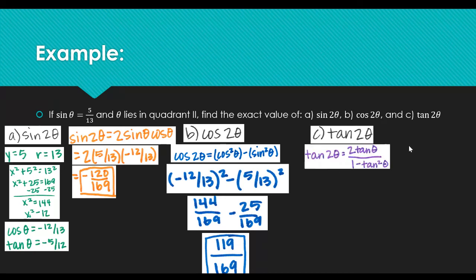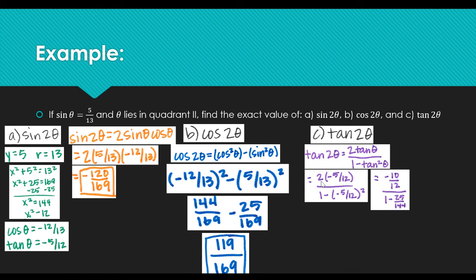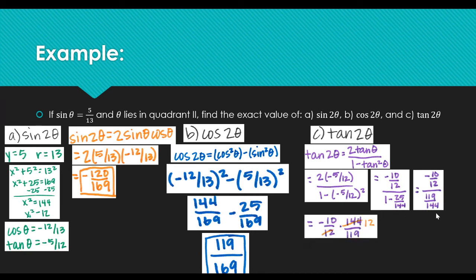The last one is tangent 2 theta. You can use your formula if you'd like. 2 times the tangent of theta we said was negative 5/12 over 1 minus negative 5/12 squared. So 2 times negative 5/12 is negative 10/12. Negative 5/12 squared is going to be a positive 25 over 144. 1 minus 25 over 144 is 119 over 144. Skip, flip, and multiply those. And 12 goes into 144 12 times. Negative 10 times 12 is negative 120 over 119. So that's my tangent of 2 theta. You'll notice if I put sine over cosine, your 169s will cancel and you'll get negative 120 over 119. So that is actually the easier way of finding tangent, but I wanted you to see how the formula works too.